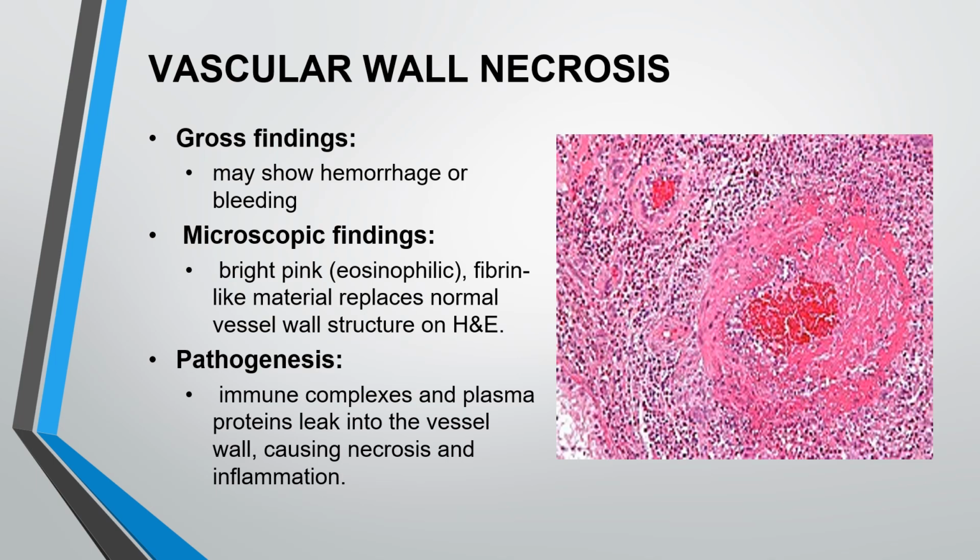Pathogenesis-wise, this is an immune problem. Immune complexes deposit, the plasma proteins leak, inflammation follows, and the vessel wall undergoes necrosis. A reminder as a histotech, when you see a vessel glowing hot pink on H&E and it doesn't look like collagen, think fibrinoid necrosis.